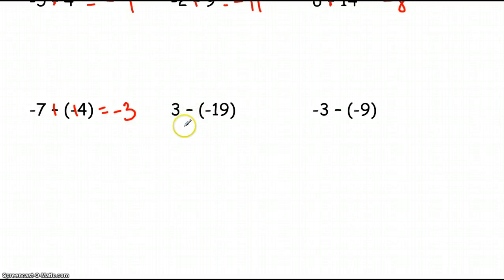Last two, 3 minus -19. Keep, change to addition, switch signs. And on your paper, take the time to actually switch these. So what I'm really adding is two positives, so 3 plus 19 makes 22. And our last one, -3, keep, change to addition, and switch my sign from a -9 to a +9. So I have different signs, so I subtract the values, and my answer ends up being +6.